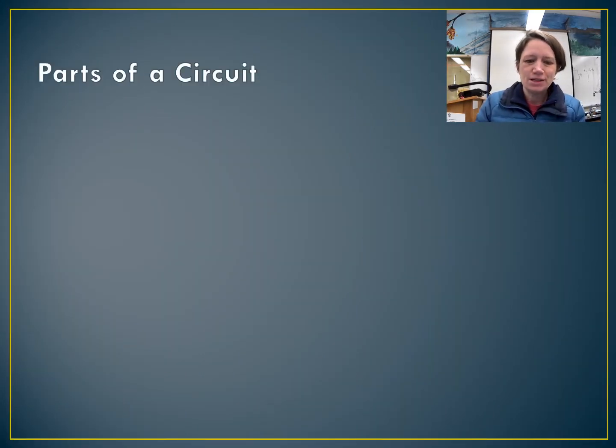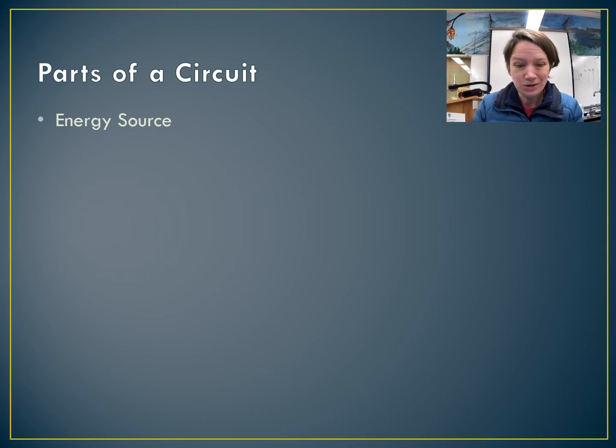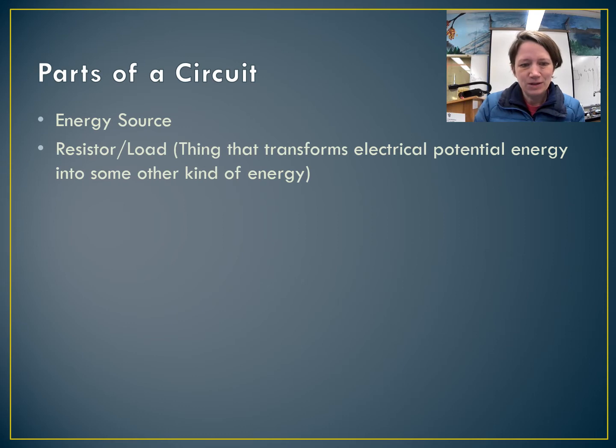So every circuit has three critical parts and one sort of optional part. The first thing that every circuit needs is an energy source, because otherwise there's no electrical energy in the circuit. The second thing that every circuit should have is what's called a resistor or a load. That is the thing that is transforming the electrical potential energy into some other kind of energy. So that's the purpose of the circuit. Every circuit needs to have some conducting wire that connects things, and most circuits are going to have a switch because you're going to want to have the ability to turn them on or off.